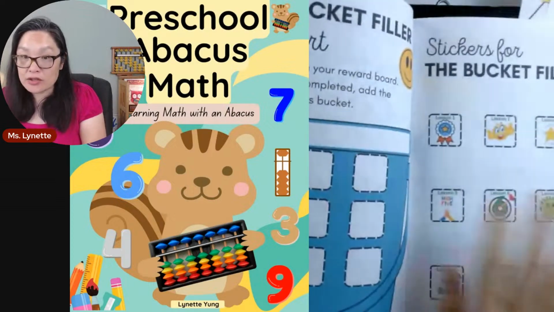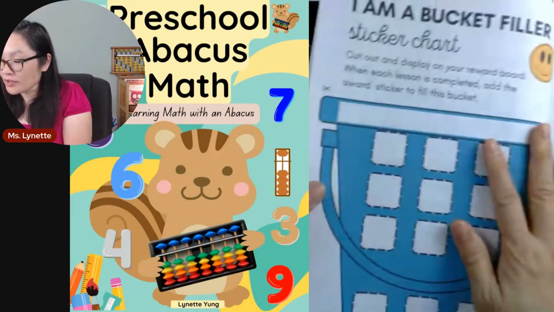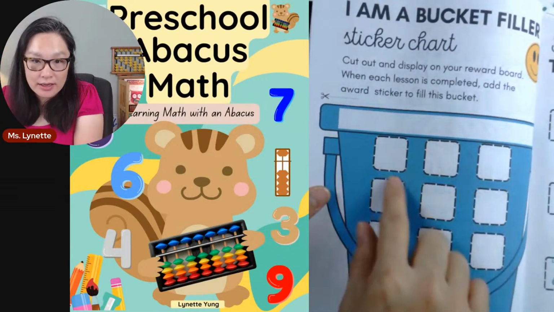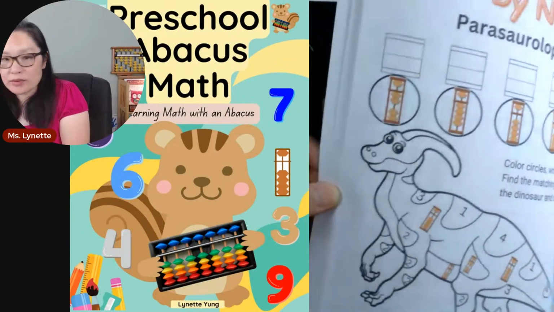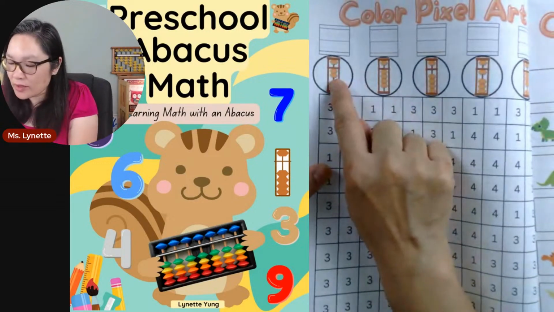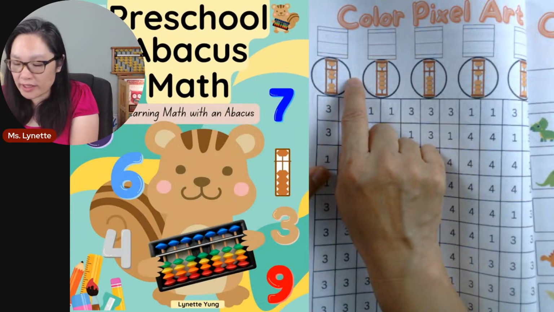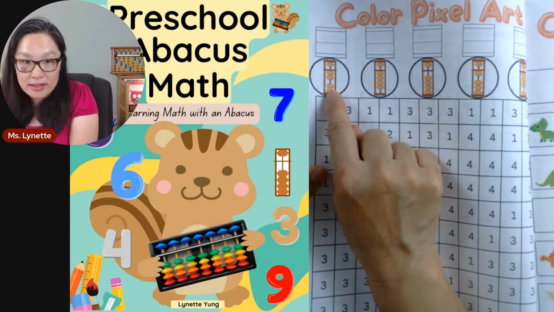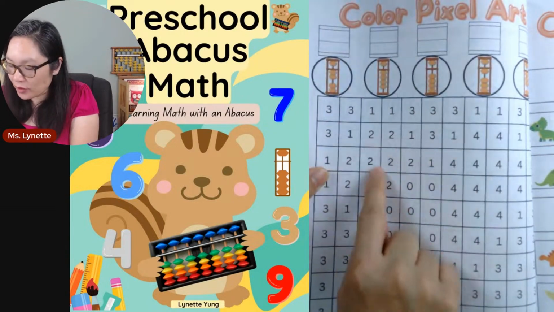Every lesson has a sticker. There are 12 lessons in this book. So the idea was that every time they finished a lesson, they can put a sticker on the book. And this was a color by number, and then this was the pixel art. The idea was that they have their own color key, and then they read what the abacus is. So what number is this? It's 2, right? So maybe they color this in red, and then they have to find all the twos.